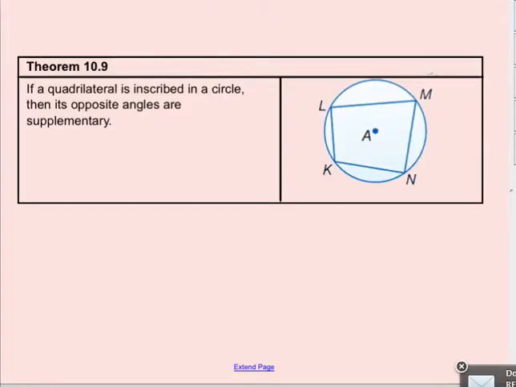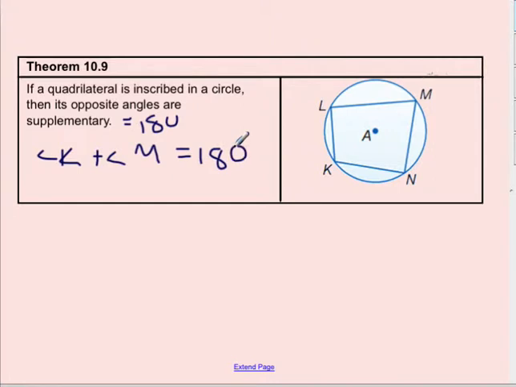Let's take a look at our last theorem here. If a quadrilateral is inscribed in a circle, then its opposite angles are supplementary. Now, supplementary, remember, that means equals 180. So that means that angle K plus angle M are equal to 180. Likewise, angle L plus angle N are equal to 180. Okay, so that's all that theorem says, is that the opposite angles are supplementary.